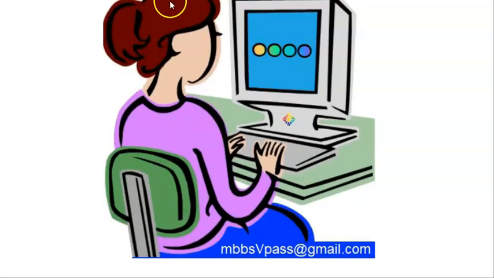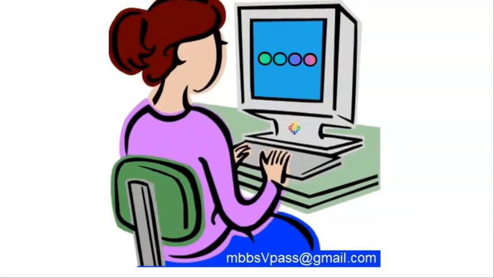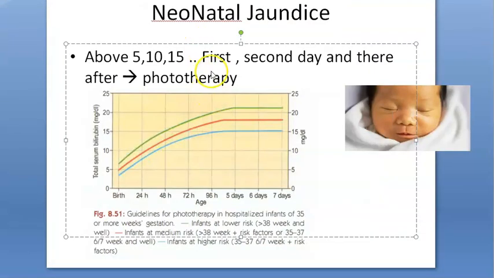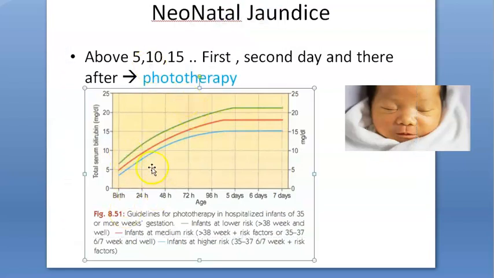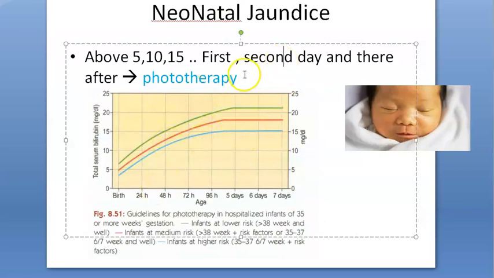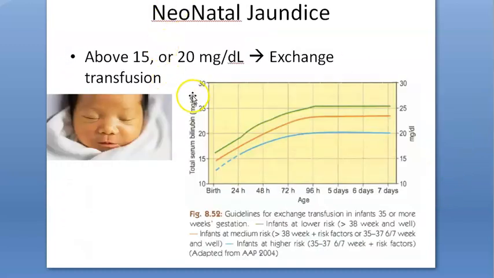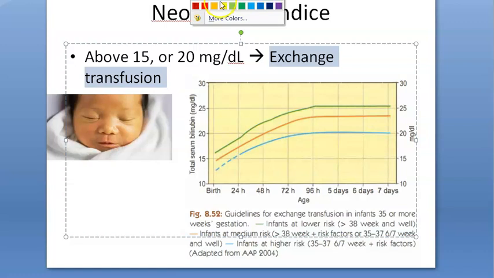You have understood phototherapy and exchange transfusion, what we do. Now look at the exact cutoffs that they are talking about for phototherapy. Guys, the graph is there. It's a little difficult to understand. Just understand this. First day, if it's greater than 5, second day, if it's greater than 10, on third day, if it is greater than 15, and thereafter, if it is greater than 15, just give phototherapy. The green, red, blue lines indicate the term of the baby, whether it is born at 37, 38, 35 weeks, whatever. But you just remember, we'll take the blue line at the bottom as the cutoff. Above 5 on the first day, above 10 on the second day, above 15 on any other day, we'll ask for phototherapy.